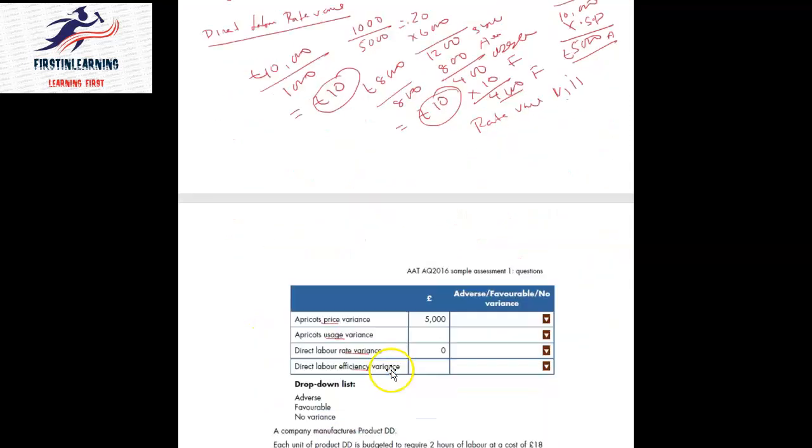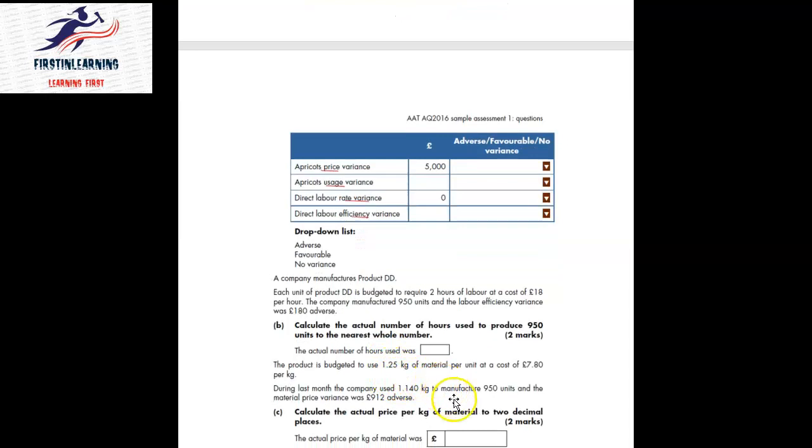Alright, let's go to the requirement and write it down here. The price variance was given as 5,000, but this is actually 1,000. It was on the question bank, so it was already there, but it is a wrong answer. It should be 1,000 and it's adverse because we paid 1,000 pound more. The usage variance 5,000, that is adverse, that we have calculated on the top.